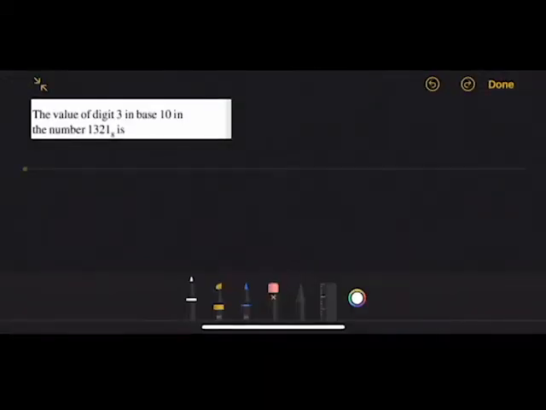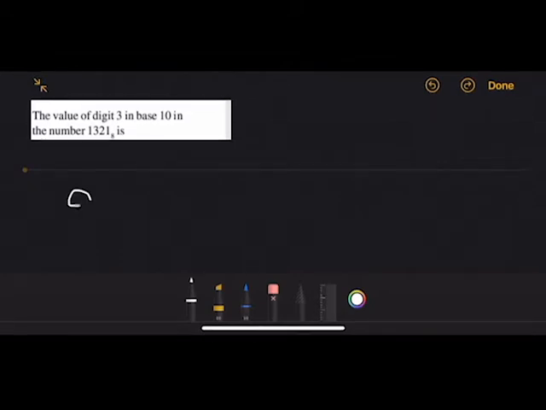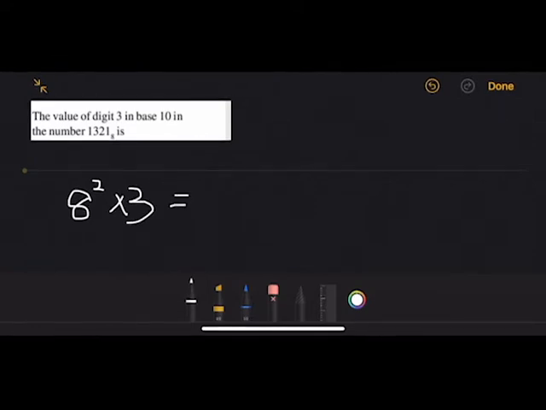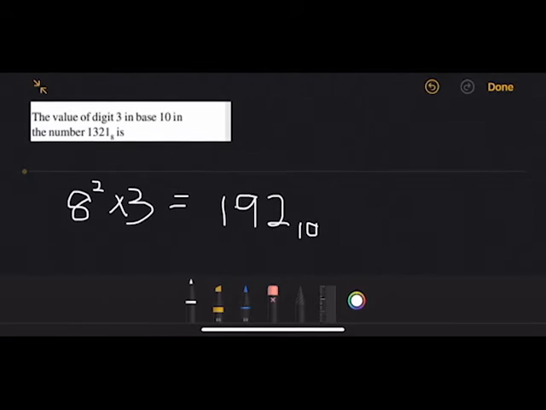So the second question we have here is: find the value of digit 3 in base 10 in the number 1321 in base 8. So we know that the value will be 8 to the power of 2 times 3. And we will get 192 in base 10. And this is our final answer.